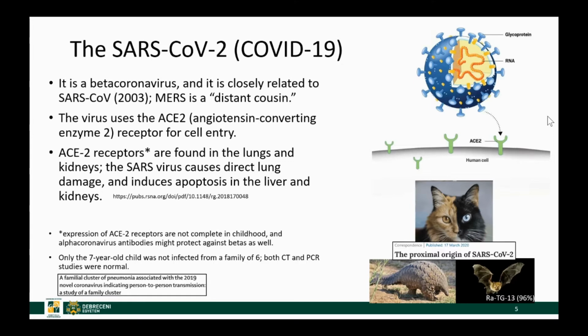Now, some of you who are listening to this presentation might be at home with elementary school children. It is good news for you that it seems that the expression of the ACE2 receptors are not complete in childhood, and children encounter alpha coronaviruses frequently, and the antibodies that our bodies produce against these alpha coronaviruses might protect against the betas as well.